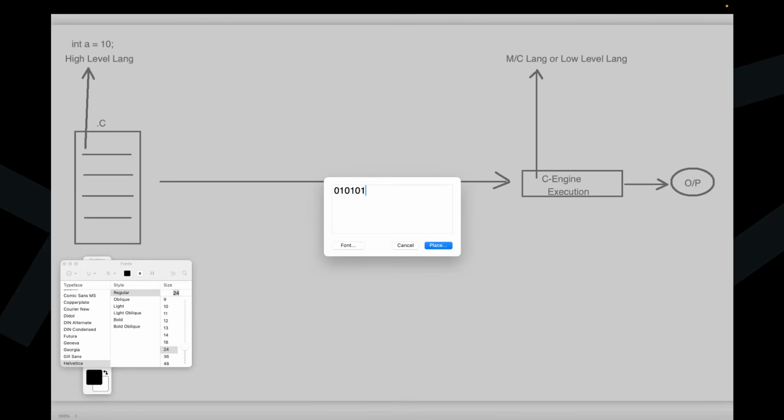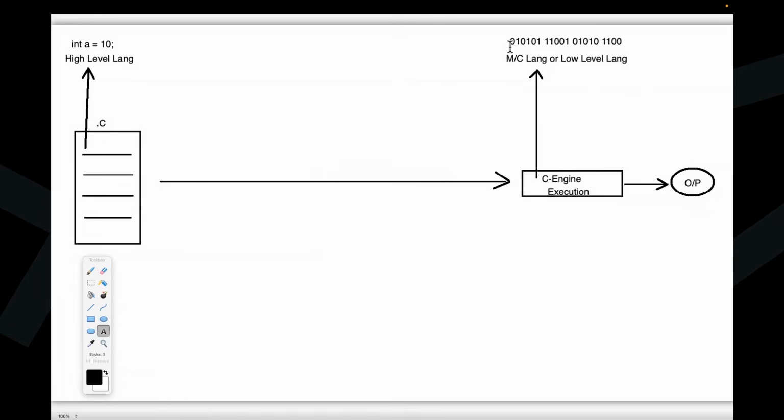So what is this machine language or low level language actually? We provided int a = 10 semicolon. The equivalent coded machine language is like this. Observe carefully guys what I'm telling. This is in the form of zeros and ones only. I think you understand. Developer friendly language is high level, machine friendly language is low level language. Okay guys, all of you observe carefully.